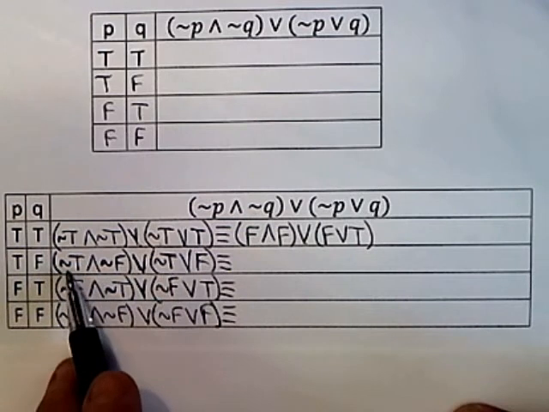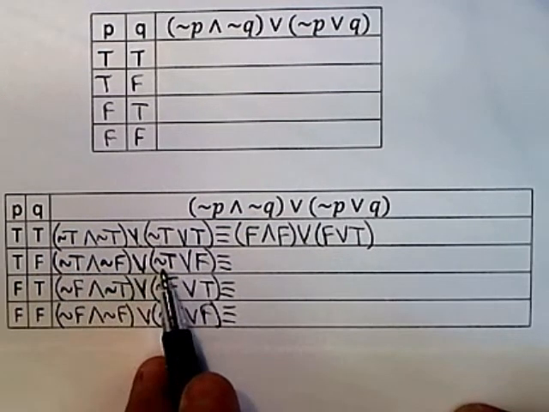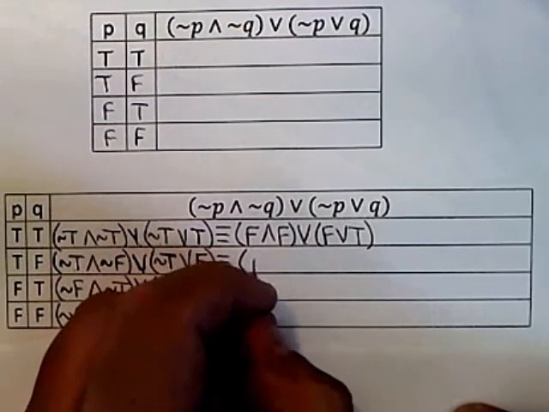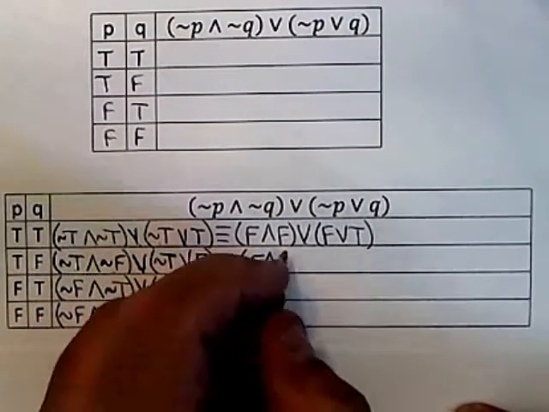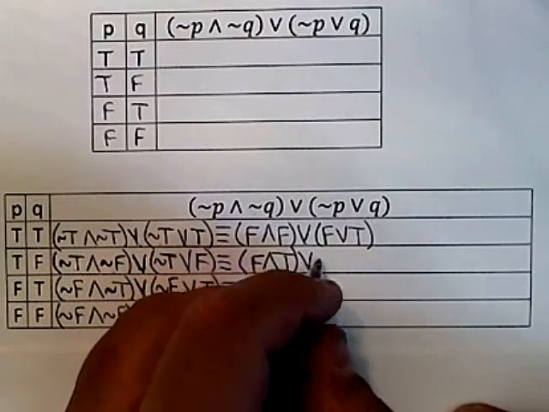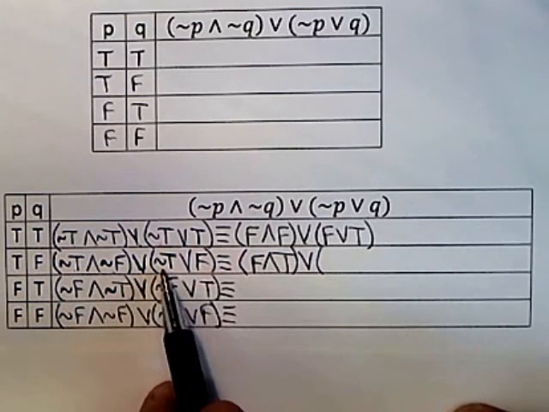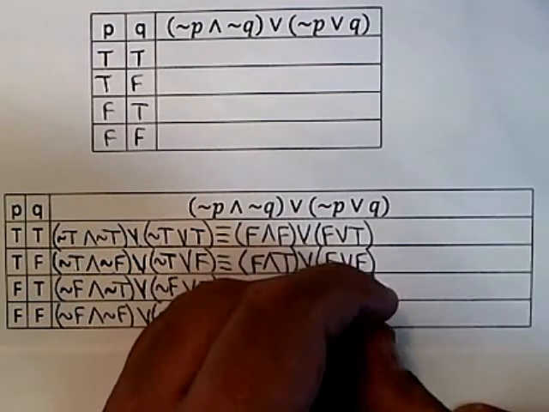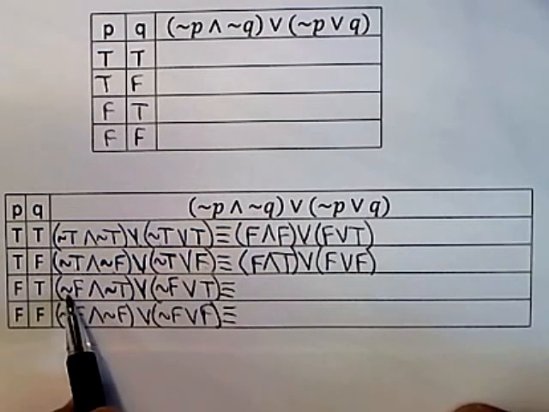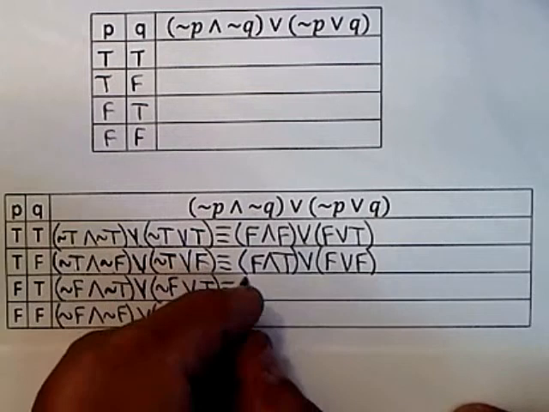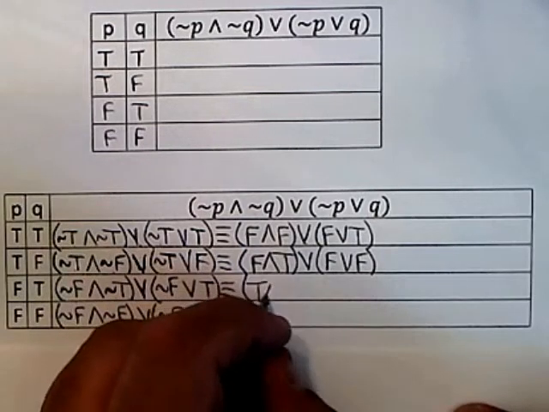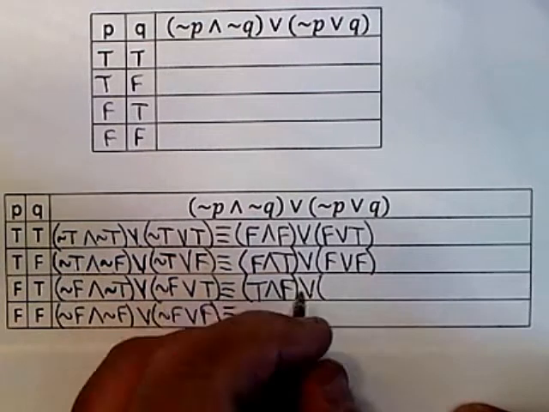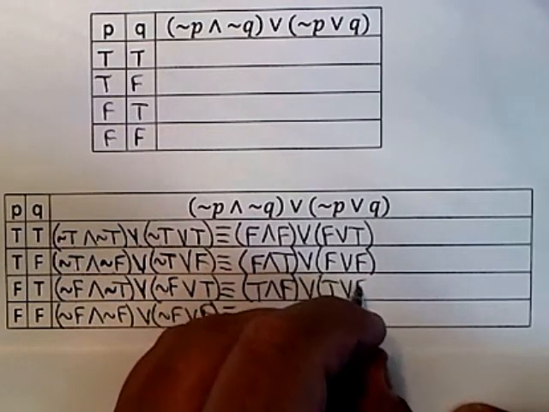Moving down to here, I got not true becomes false, not true becomes false, and not false becomes true. So I get false and not false is true, or, and then not true is false, or false just stays the same. Third row, not false is true, and not true is false. So not false is true, and not true is false, or not false is true, or false.